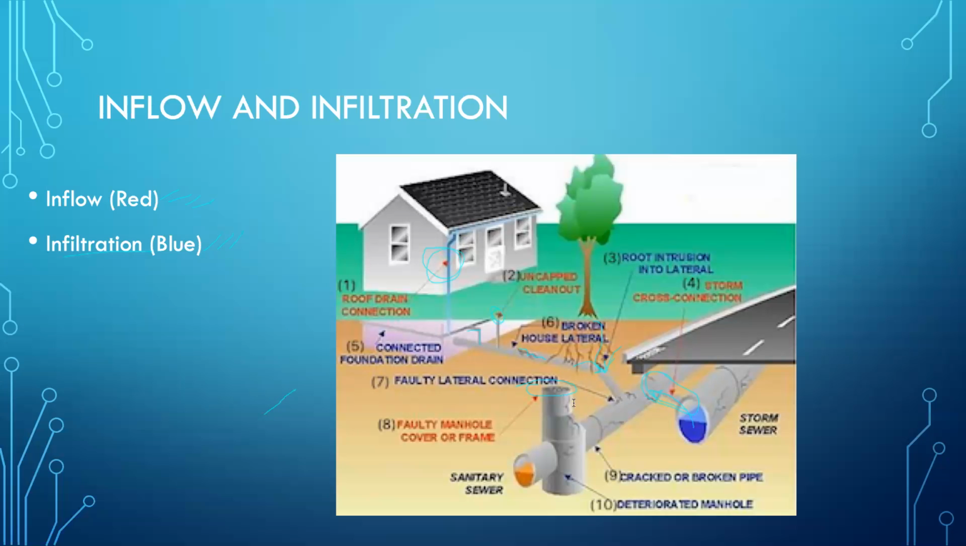And at our faulty manhole cover, we have all these cracks, and those provide avenues for surrounding groundwater to get into our sanitary sewer system. And we get enough dilution and our water doesn't stay so brown anymore.